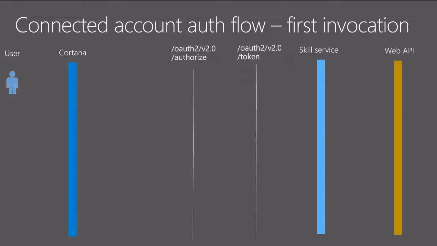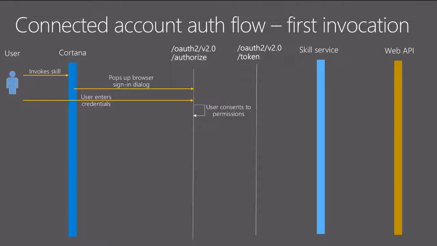It all starts with the user, like I did there, saying ask Domino's, or invoking the skill for the first time. So you invoke the skill, and at this point, Cortana will pick up the fact that a connected account has been configured for that skill. So it will pop up a browser to the configured authorize endpoint, and you'll see in a minute how you set this up. There's a well-known endpoint for OAuth 2 services, the authorize one. The user then enters their credentials into that browser window. They'll be asked for consent to access the service. They'll say yes, and at that point, the authorize endpoint will return back to Cortana an authorization code.